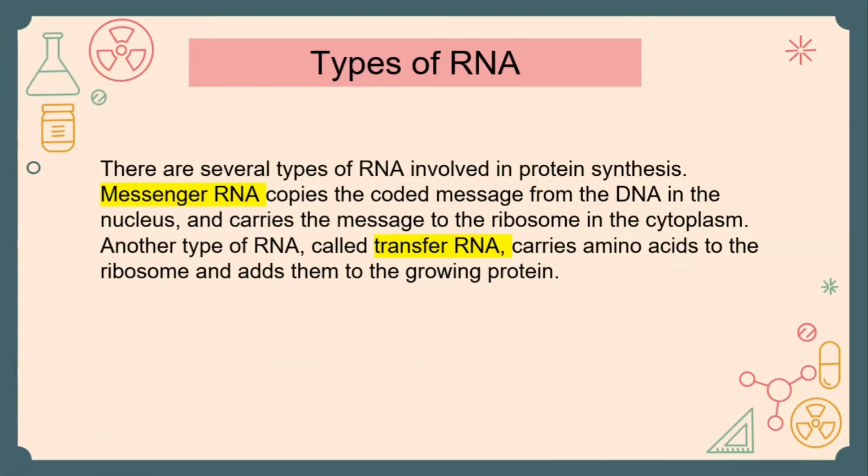Types of RNA. There are several types of RNA involved in protein synthesis. Messenger RNA copies the coded message from the DNA in the nucleus and carries the message to the ribosome in the cytoplasm. Another type of RNA, called transfer RNA, carries amino acids to the ribosomes and adds them to the growing protein.